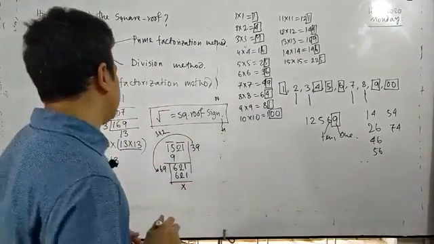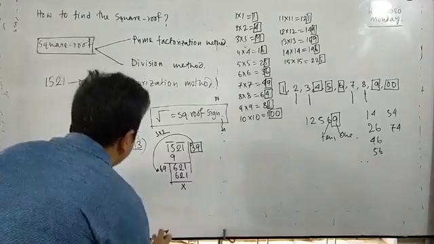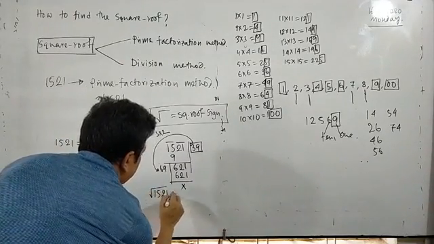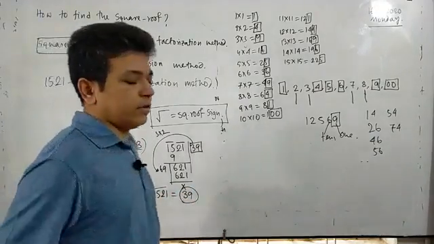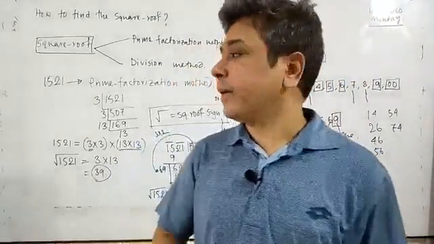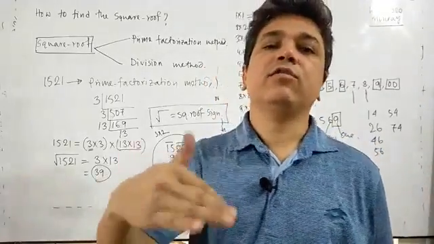Okay, so this one is the root, this one is the square root. So we can write 1521 square root equal 39. This is our required result. So a single number we can find in different ways. Okay, so now I think all of us know how to find the square root.